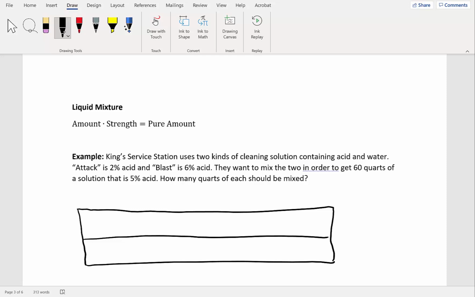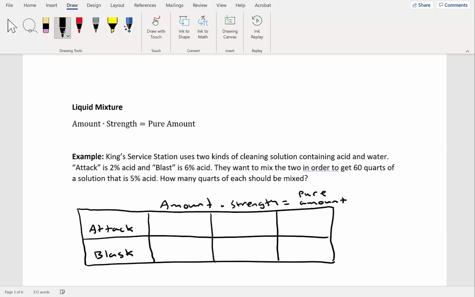Okay, so our first unknown, we don't know how much of the attack solution to mix, and then the other one was blast. Now let's follow that formula. The amount times the strength has to be equal to the pure amount. So what that formula tells us is that the amount of the solution times its strength will give us the pure amount of acid that's in the solution.